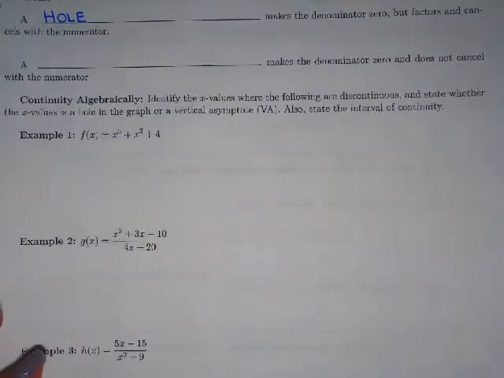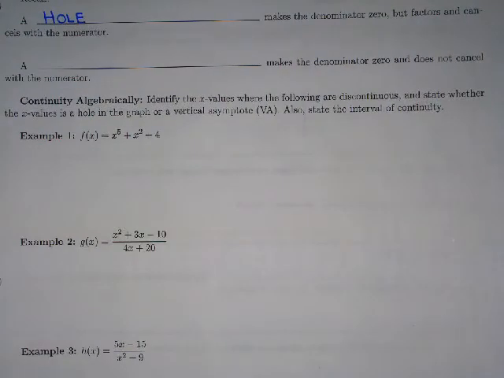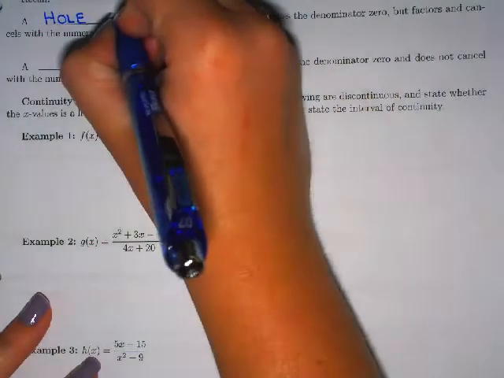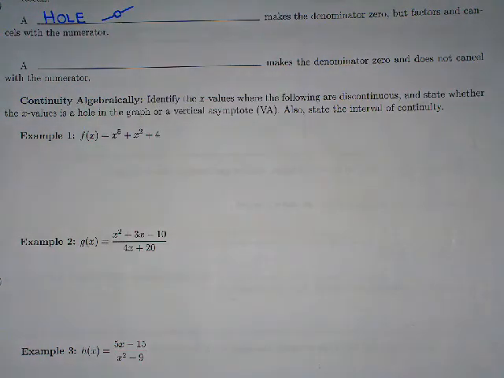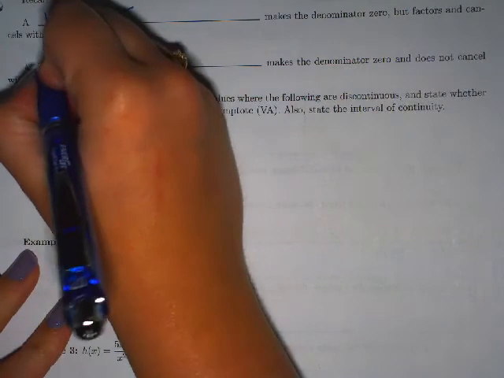You can't plug in and get a y value. It gives you an error in your calculator because you divide by 0. But you can factor and cancel and get rid of it. So this is going to look like a hole in the graph. It's removable. It's just this tiny open hole. Okay? And a blank makes the denominator 0 and does not cancel with the numerator. That was the vertical asymptote.